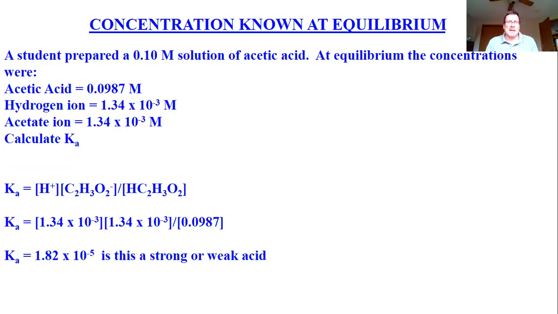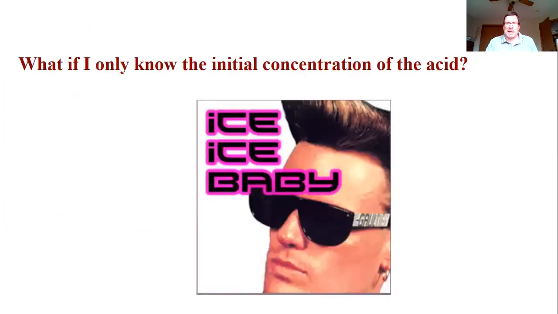Okay. Simple plug and chug math, but if you remember how to set up an equilibrium expression from the last unit and do it here, there we go. So tomorrow, ICE, ICE, baby. What if I only know the initial concentration and I don't know the equilibrium concentration? There's a lot of algebra involved in that one, so we will get to that tomorrow.